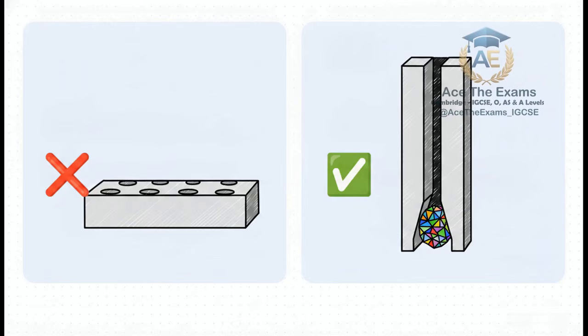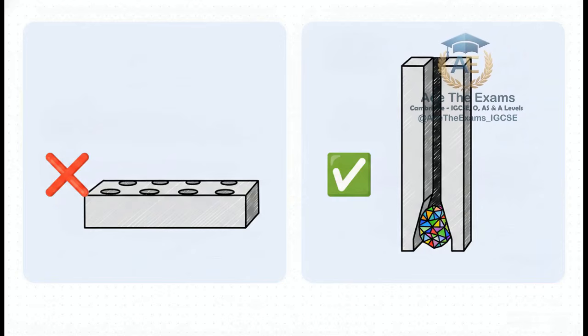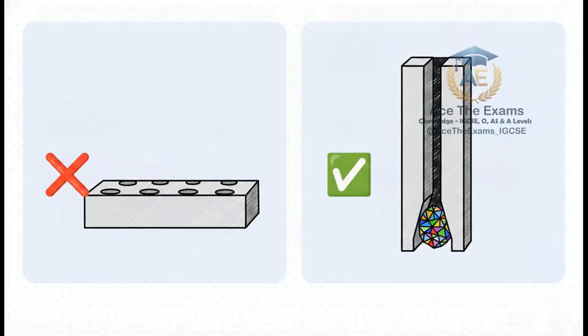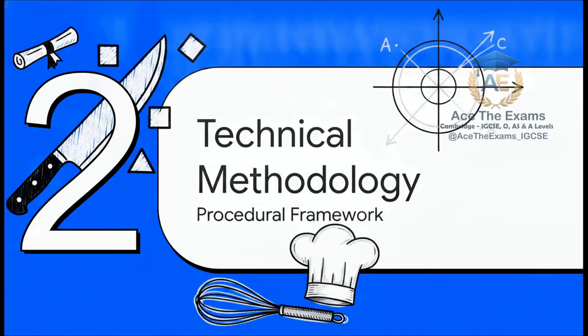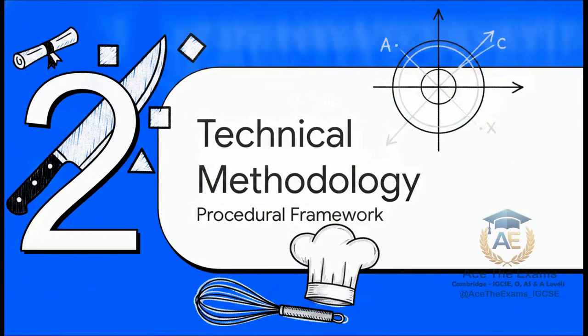You don't just memorize that a certain equation makes a shape. You understand the mathematical why behind the shape. You know exactly why the locus of the absolute value of z minus z1 equals the absolute value of z minus z2 represents a perpendicular bisector. That is analytical depth. Moving into Section 2, the Technical Methodology Framework.